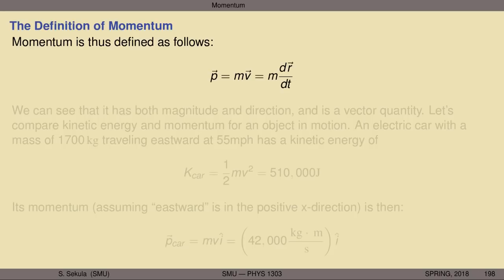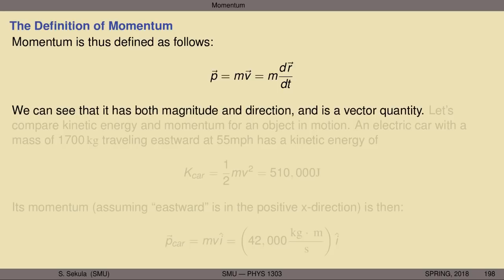And of course, we can relate v to changes in position with respect to time by putting in the first derivative of a position vector, r, that starts at the origin and points to where the object is currently, the change in that vector with respect to time. We can see that this has both magnitude and direction. Its magnitude is the product of mass and speed. Its direction is given by the direction of the velocity vector. It is a vector quantity.